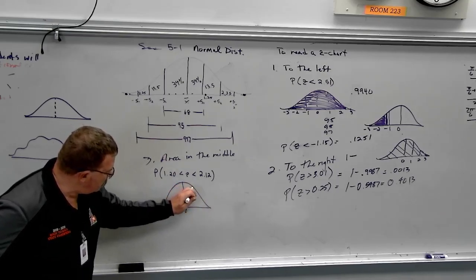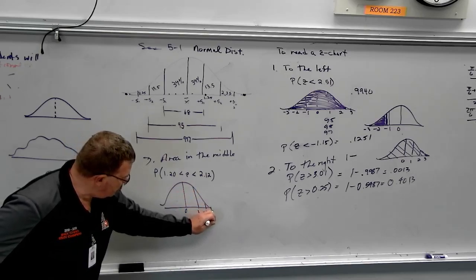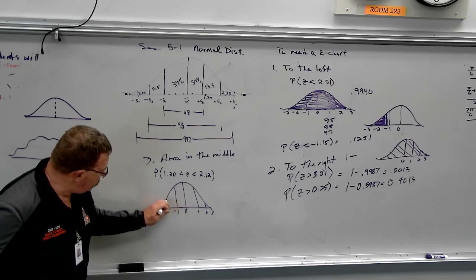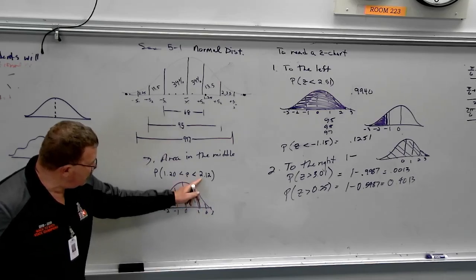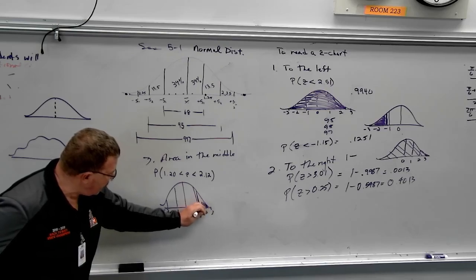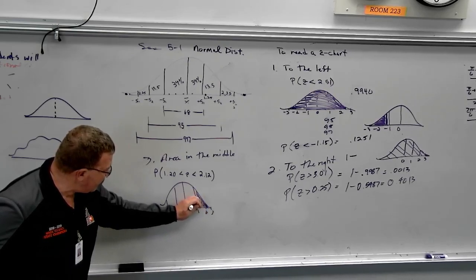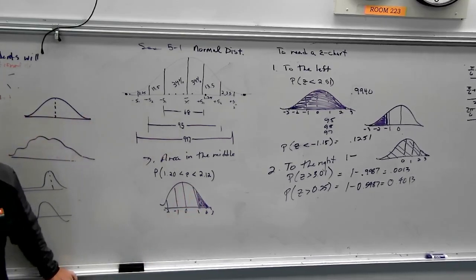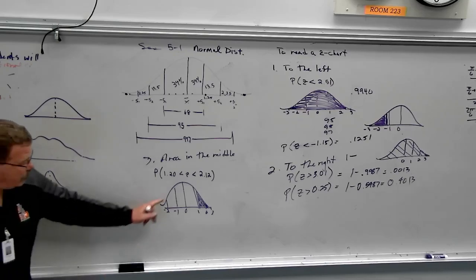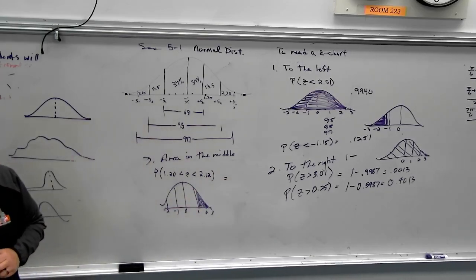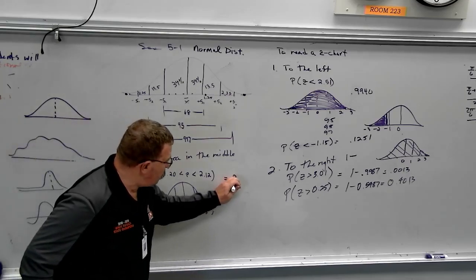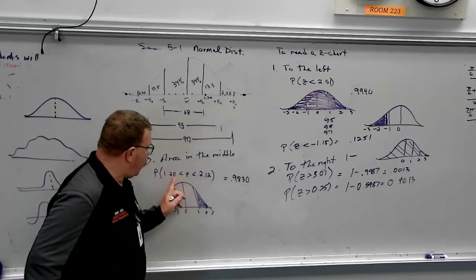Here's 0. Here's 1, 2, 3. -1, -2. So 1.2 I would estimate to be right here. 2.12 would be right here. I just want to know this little piece right there, that little sector. Somebody look up 2.12 for me. What is the value for 2.12? 0.9830. Okay. Can somebody look up 1.20?